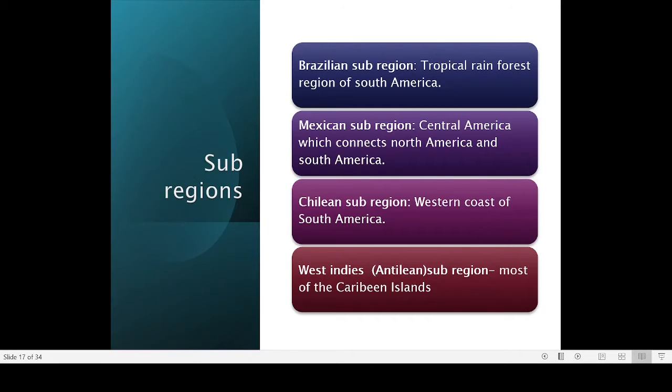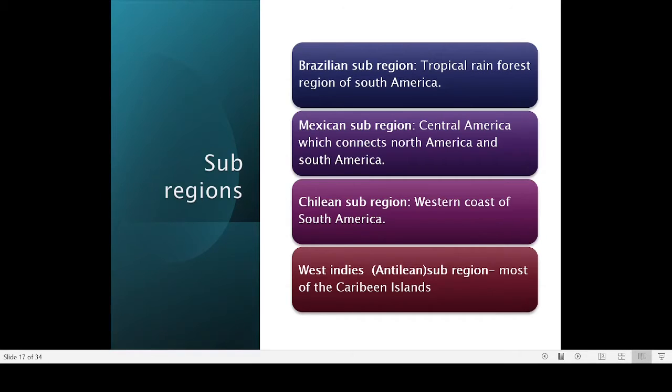Now, in the case of Brazil, it's basically tropical rainforest. You know what are the features of a tropical rainforest. There will be high temperature, heavy rainfall, and most of the time the trees will be broad-leafed. Then the second subregion is known as the Mexican subregion.